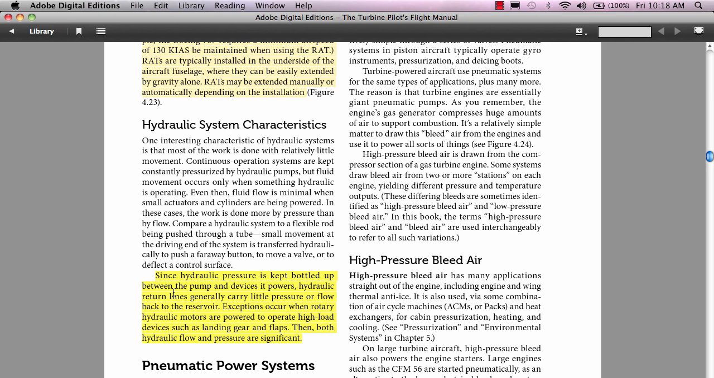It's not like the electrical system where there's always a constant load going on. The hydraulic system sits passively until it's needed, and then it's activated. And so it's not continuously going off and on all the time like some of the other systems we'll talk about.